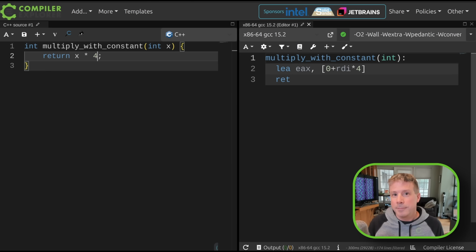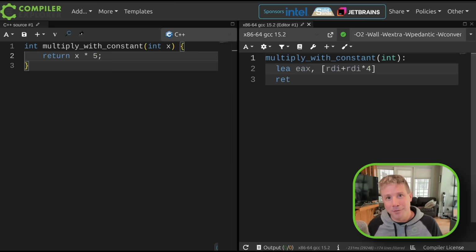Moving to 4, yeah, it's still an LEA: 0 offset plus RDI times 4. So here we're using a 0 offset, no register and no constant offset, plus RDI times 4 to just get 4 times RDI. And it'll come as no surprise that multiplying by 8 also gives us an LEA instruction with RDI times 8. We know it can do 1, 2, 4, or 8. What about some things in between? 5. Again, 5 is an LEA because we can add ourselves with RDI times 4 and we get a multiply by 5.